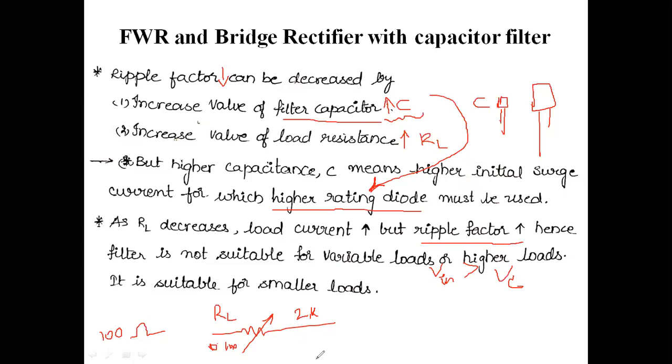By using some variable resistor, that ripple factor may increase here. So these variable loads are not at all useful for this application. These variable loads are useful for the higher loads; therefore, this circuit is suitable for smaller loads only. For higher loads we need to use variable resistors. For small applications we can use fixed resistors like that.